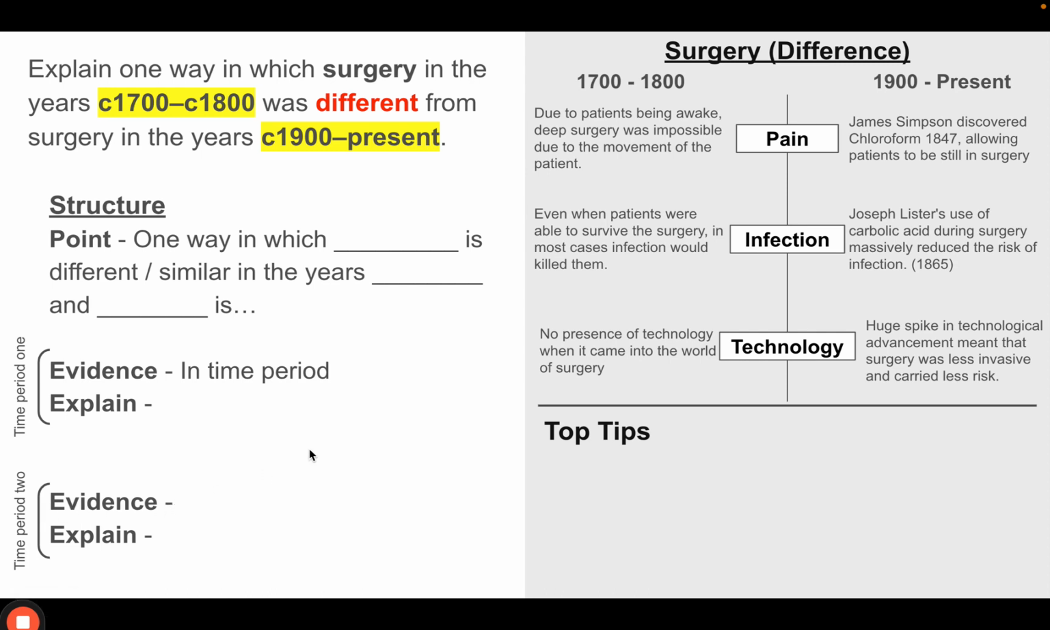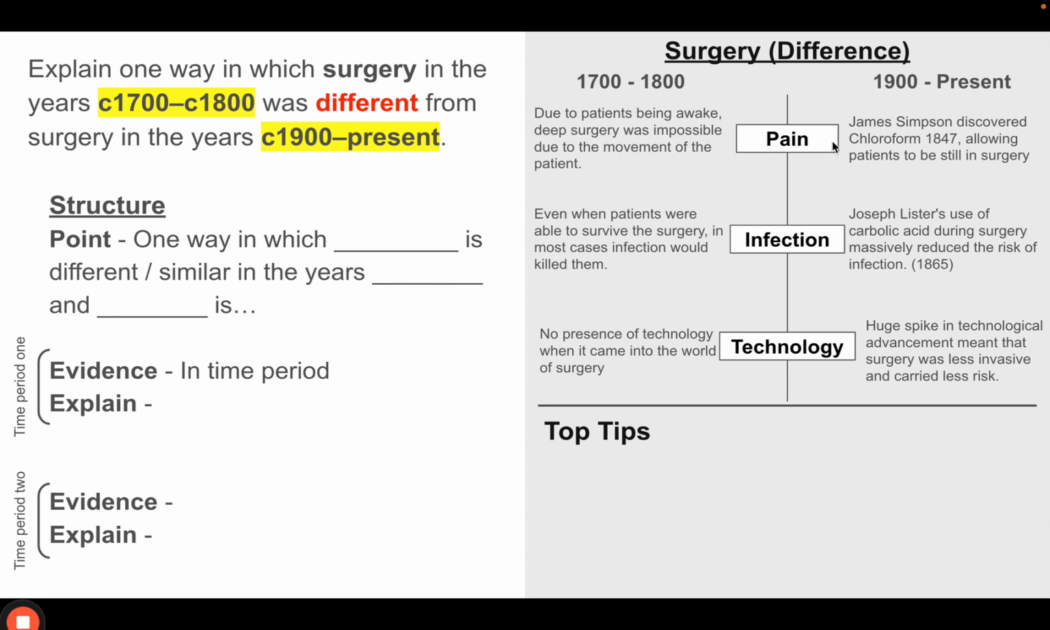So if we are going to break down surgery, we need to think of what it would be like if we looked at the first date range and then looked at the second date range, and we need to try and pick apart something that is different. Now there are 3 major differences that I have come to the conclusion of, because I've run out of space. There is more, but we're only going to go through 3.